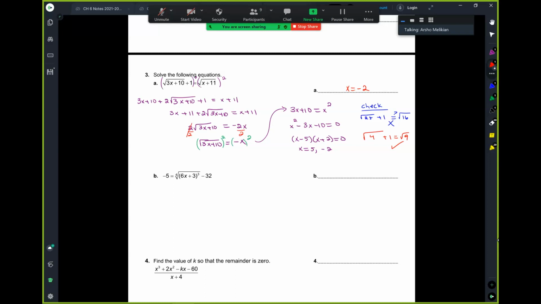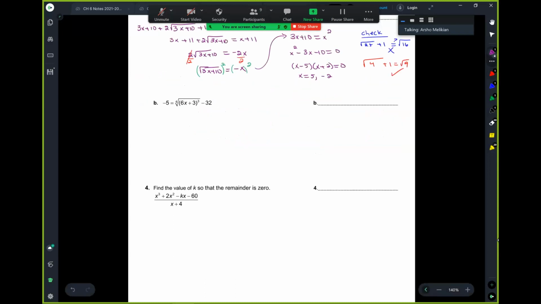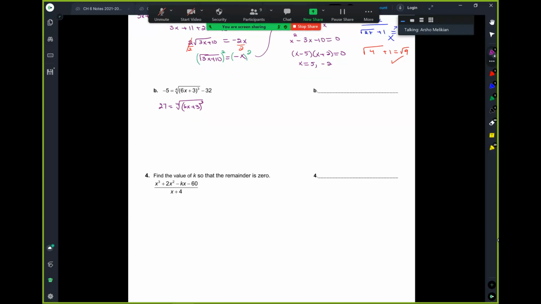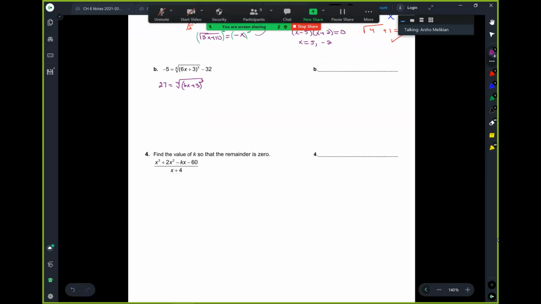All right, so the next one is a little bit more straightforward. We're going to add 32 to both sides. So I get 27. Is that right? Yeah. Is equal to the 4th root of (6x plus 3) cubed. Okay, so there are several ways to do this. You have to raise both sides to the power of 4. So I get 27 to the power of 4 is (6x plus 3) cubed.